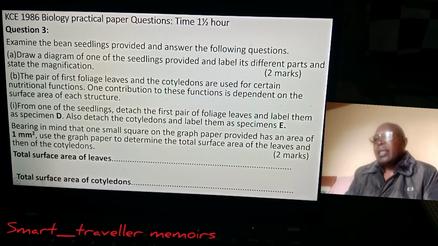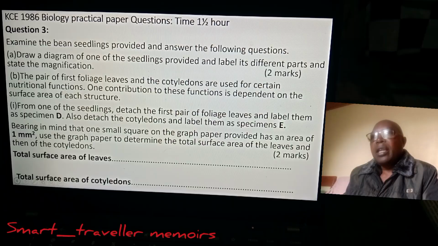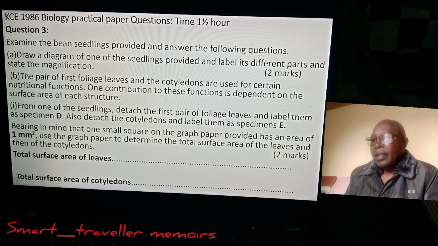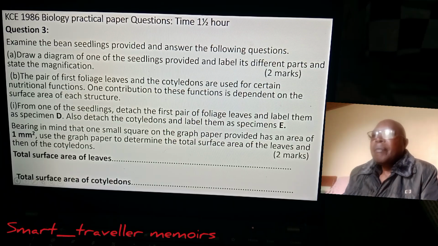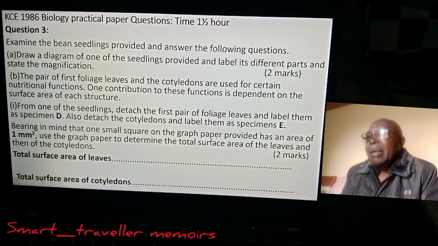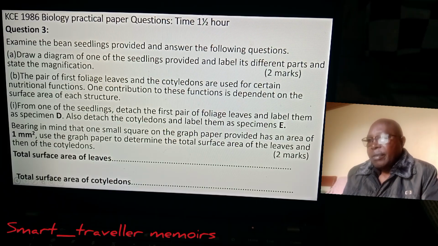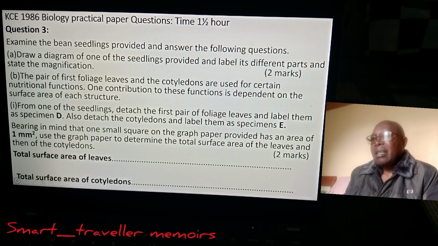Ladies and gentlemen, we now come to question 3. It is getting dark here. Examine the bean seedling provided and answer the following questions. A, draw a diagram of one of the seedlings provided and label its different parts and state the magnification.